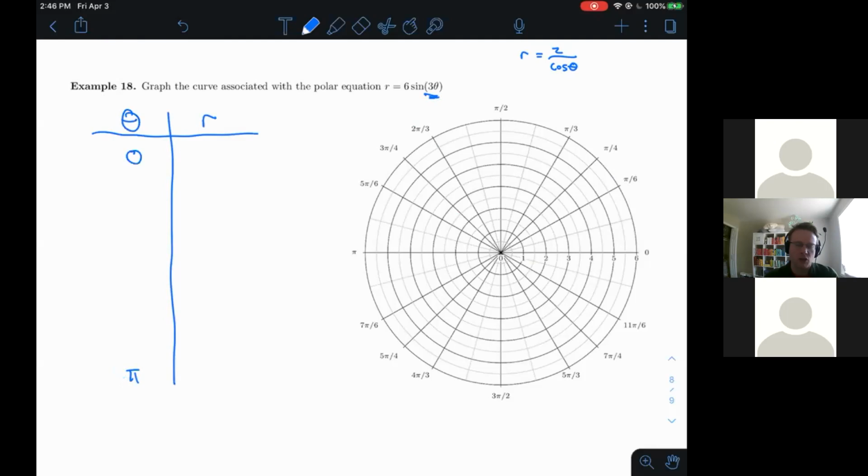Let's just see what the picture looks like if we were to go 0 to pi. And so we could start interjecting maybe pi over 2 and pi over 4 and 3 pi over 4, things like this.